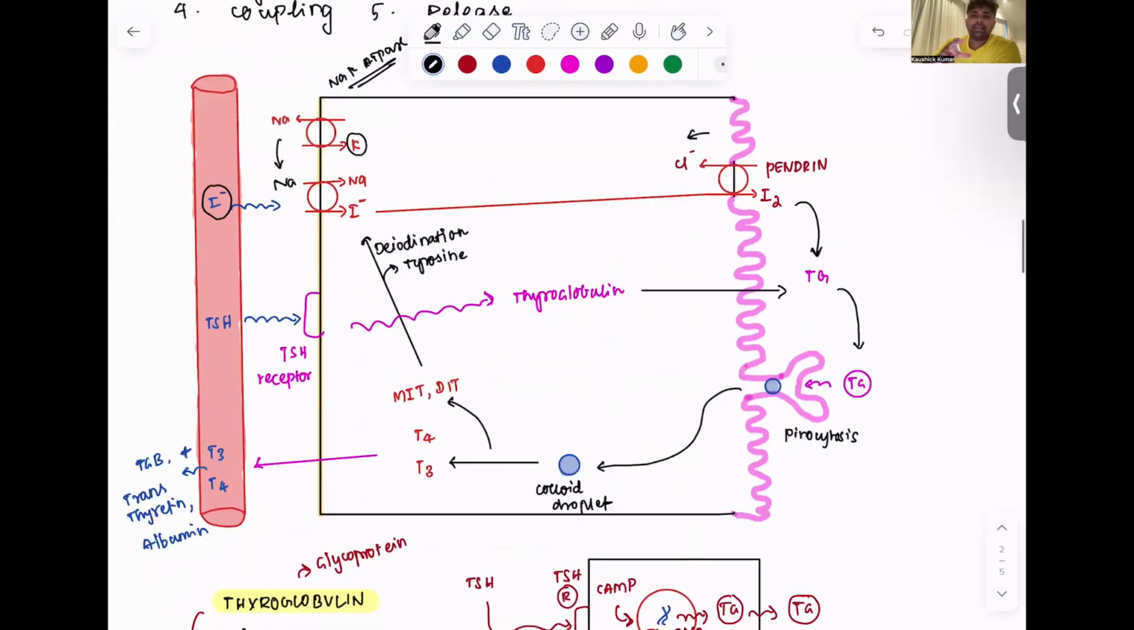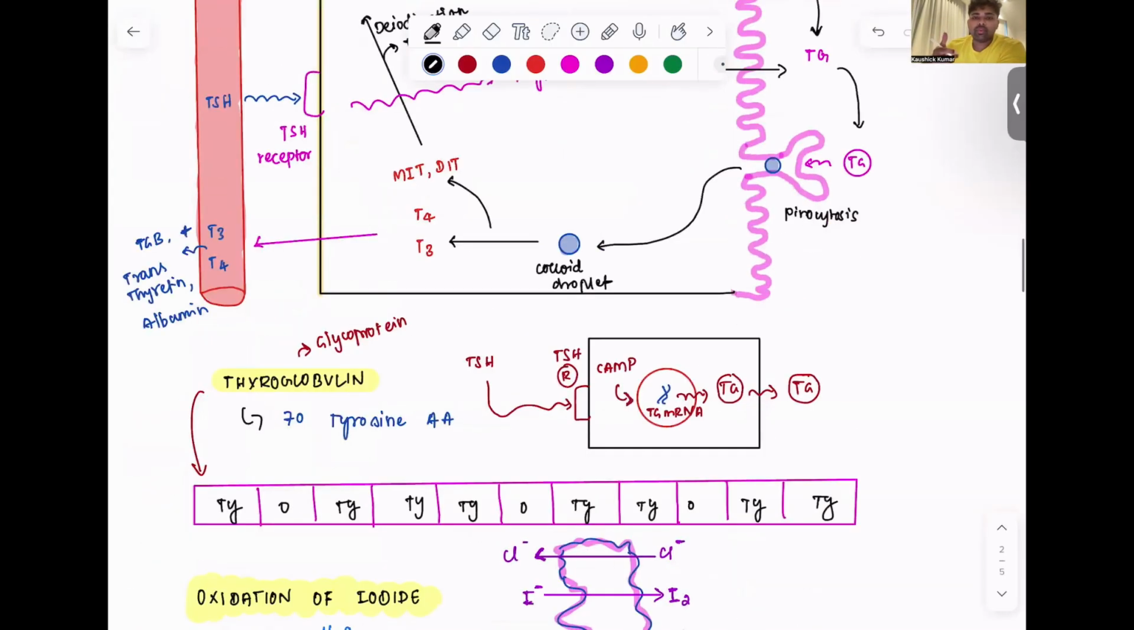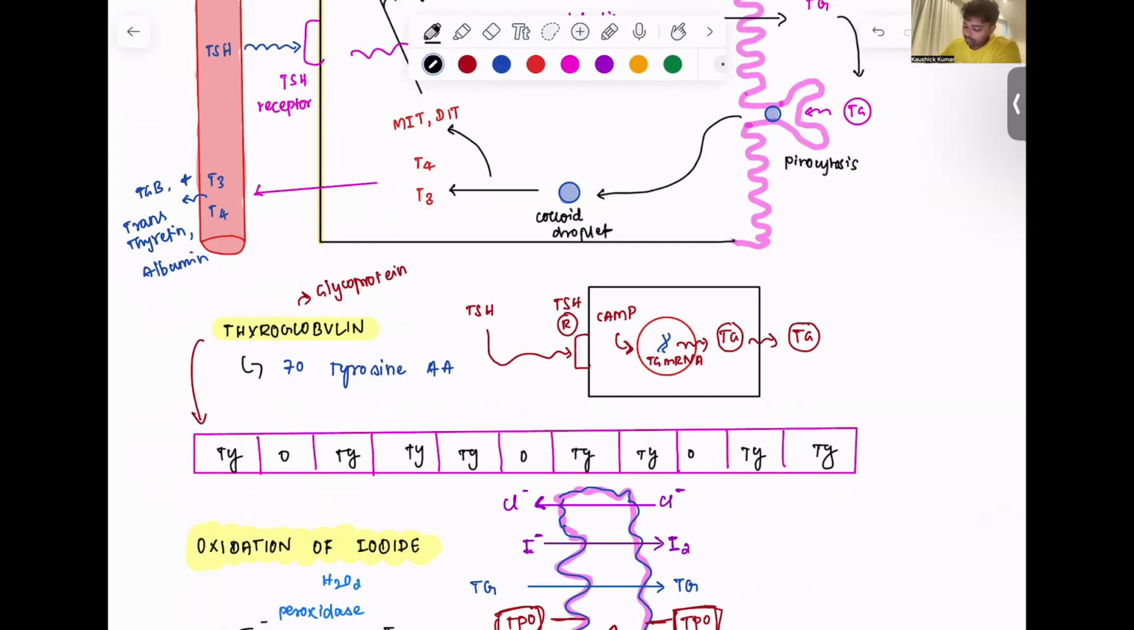What exactly is this thyroglobulin? The thyroglobulin is basically a glycoprotein, but majorly it contains protein. And which protein? It contains the amino acid tyrosine, approximately about 70 tyrosine residues. In this image, you can see the structure of thyroglobulin, and mostly you can see tyrosine is present, and other substrates as well.